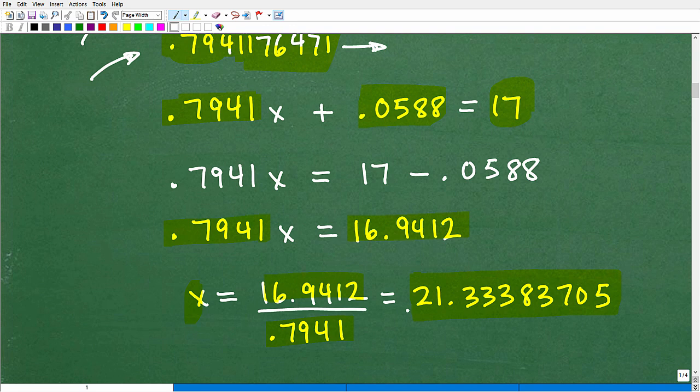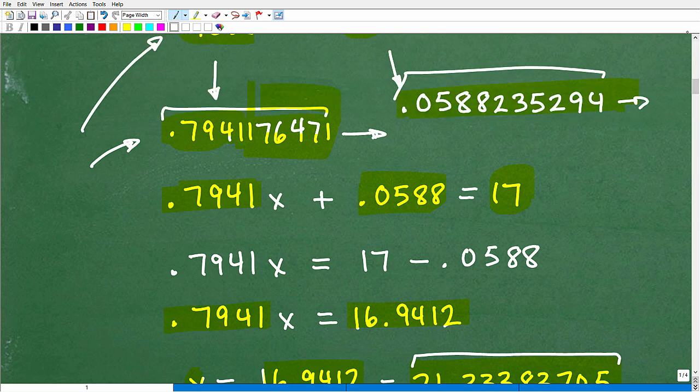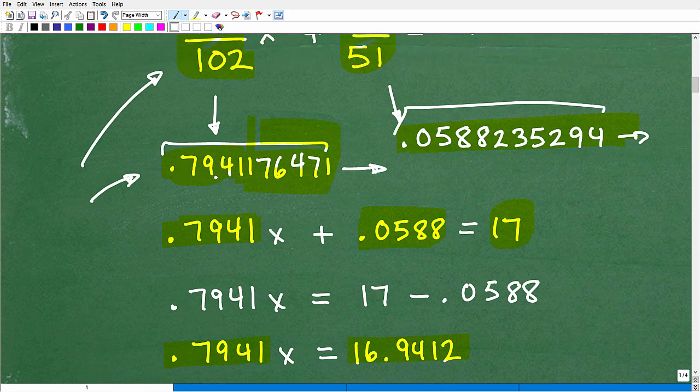So you might say, okay, maybe you'll give me 21.3, or maybe you'll write out this entire answer. But I'm being kind of generous here because a lot of students won't even use four decimals. They'll just kind of round. Maybe they'll just use 0.79, and here maybe they'll use 0.05 or maybe 0.058.